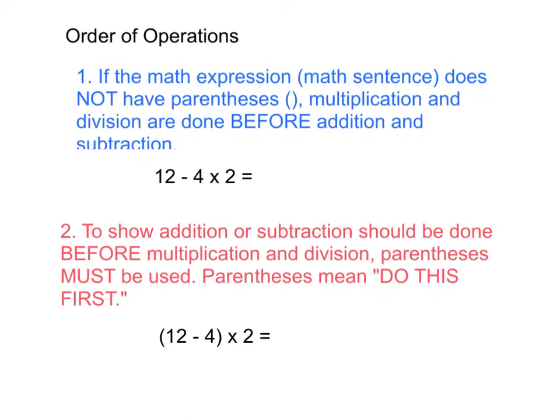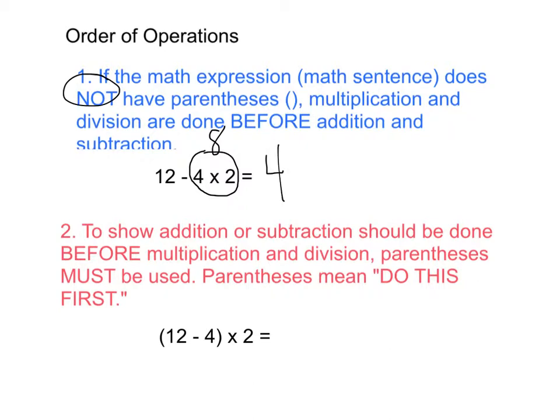If the math expression or the math sentence does not have parentheses, multiplication and division are done before addition and subtraction. So even though this is second, you want to do this first. So you would do 8, and then it would be 12 minus 8 equals 4.